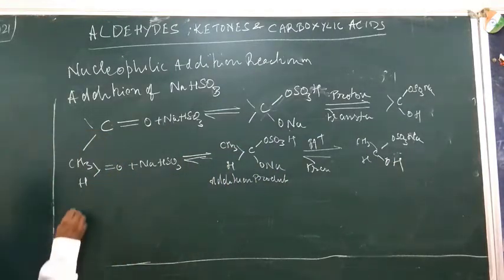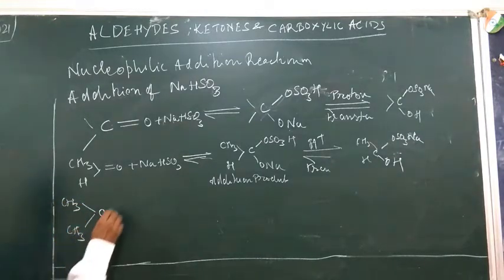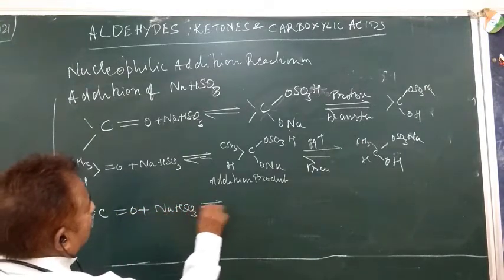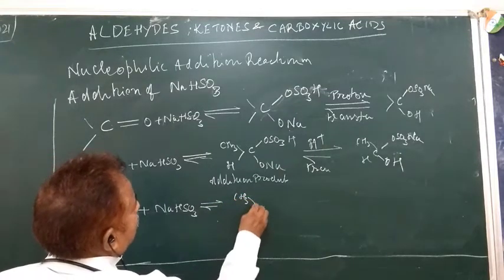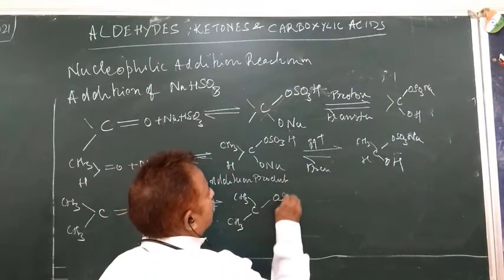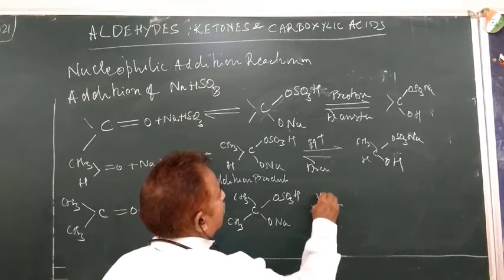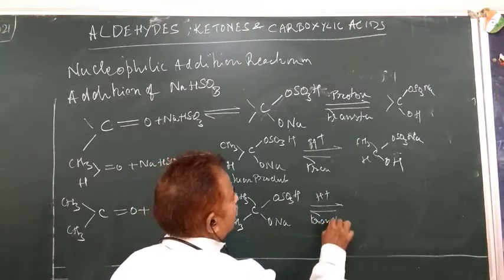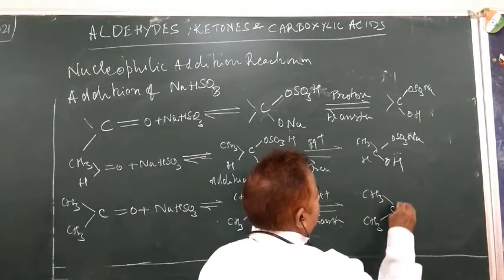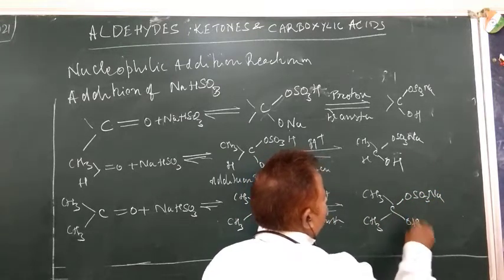On the other hand, a ketone, CH3COCH3, plus NaHSO3, we get CH3C(CH3) with OSO3H and ONa. This is the addition product. Proton transfer takes place. Proton transfer. So we get the product with OH.